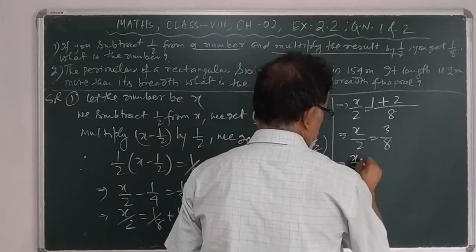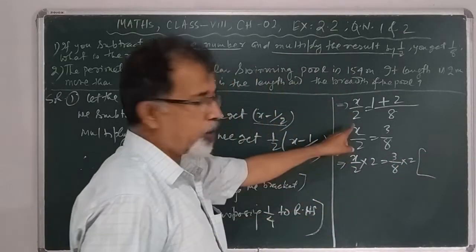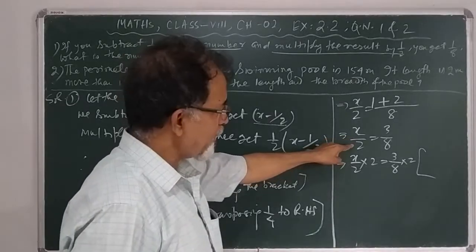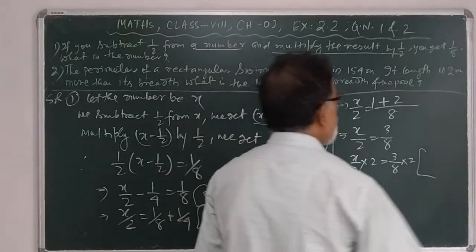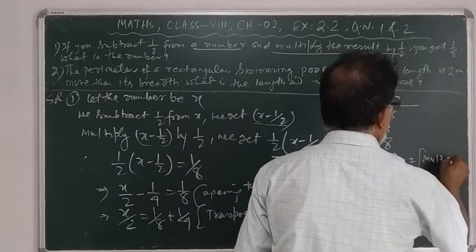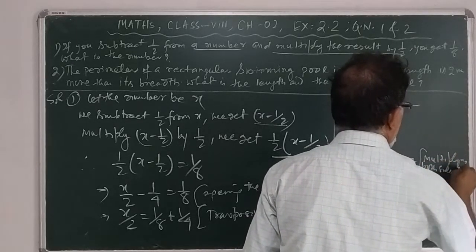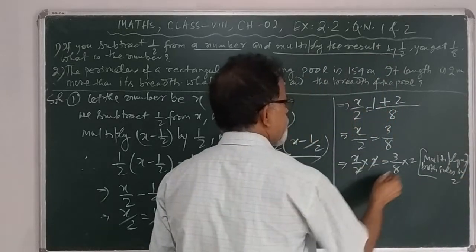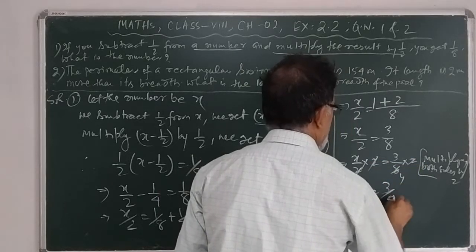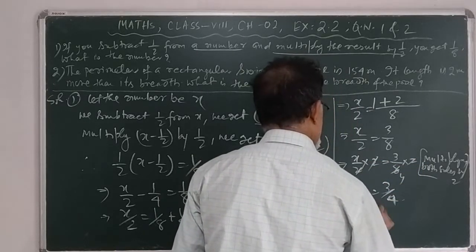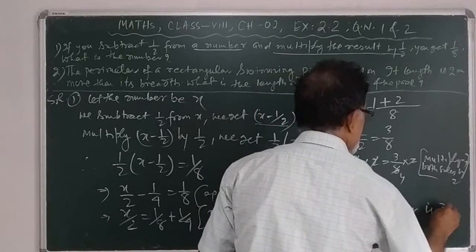Implies that x by 2 into 2 equal to 3 by 8 into 2. Here we have to find the value of x, and therefore we will have to remove 2 from LHS. To remove 2 from LHS, we will multiply 2 on both sides. Multiply both sides by 2. X equal to 3 by 4. Therefore, the required number is 3 by 4.